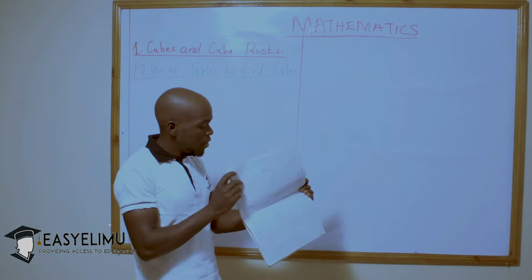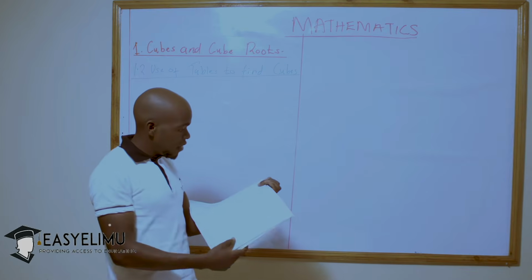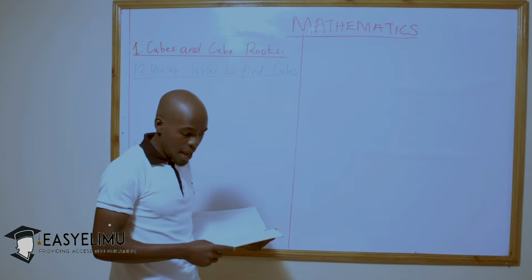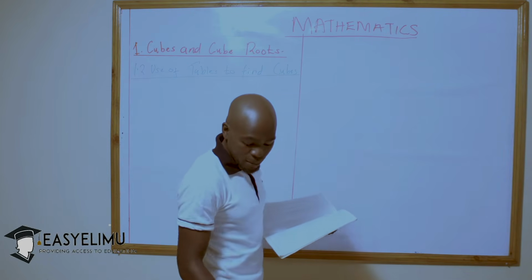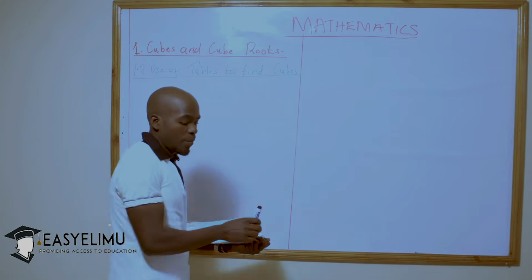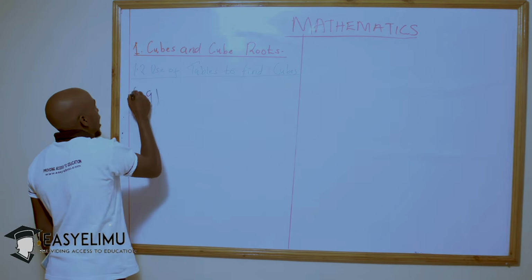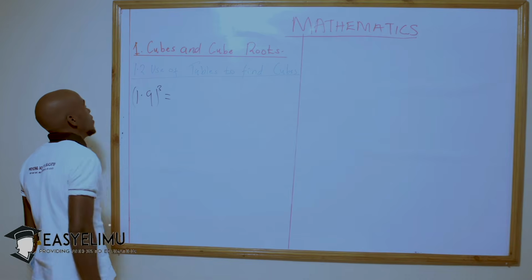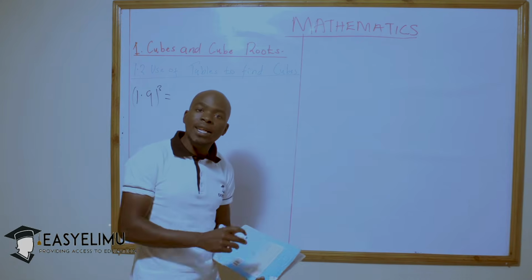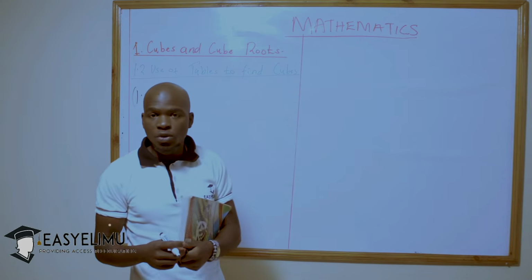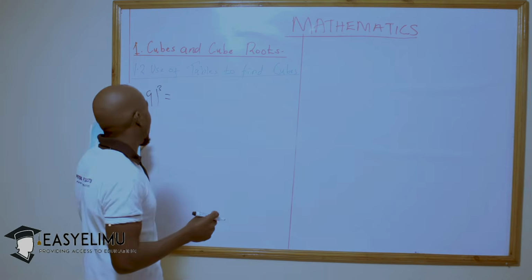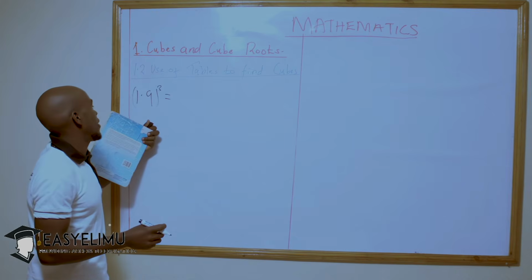This is a sample and I shall be using that to find the cubes of given numbers. For instance, I'll start by finding the cube of a number which is 1.9, and in symbolic I will write it as 1.9 raised to 3. That is how we write a cube of a given number.